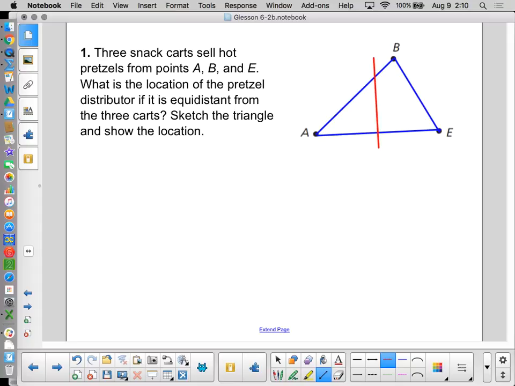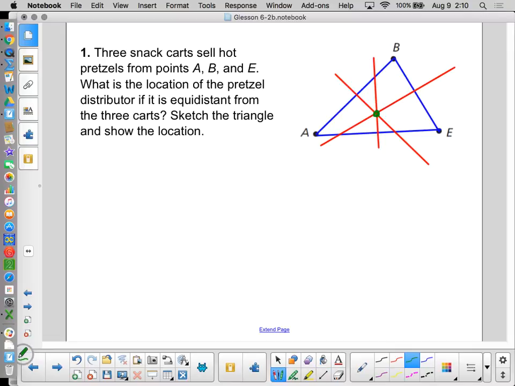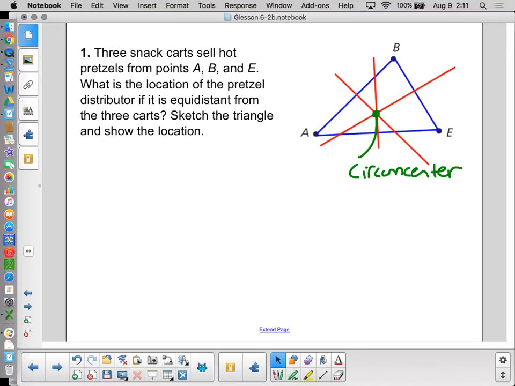So we have to construct our perpendicular bisectors. Again, I'm approximating. There's approximately my perpendicular bisectors. That would be my circumcenter. And I'm sure I did an absolutely horrible job of doing that, but you get the idea. Now, if we want to be precise with that, how would we do that? We use our construction tools to construct our perpendicular bisectors, which we learned how to do quite a long time ago. And that's fine.